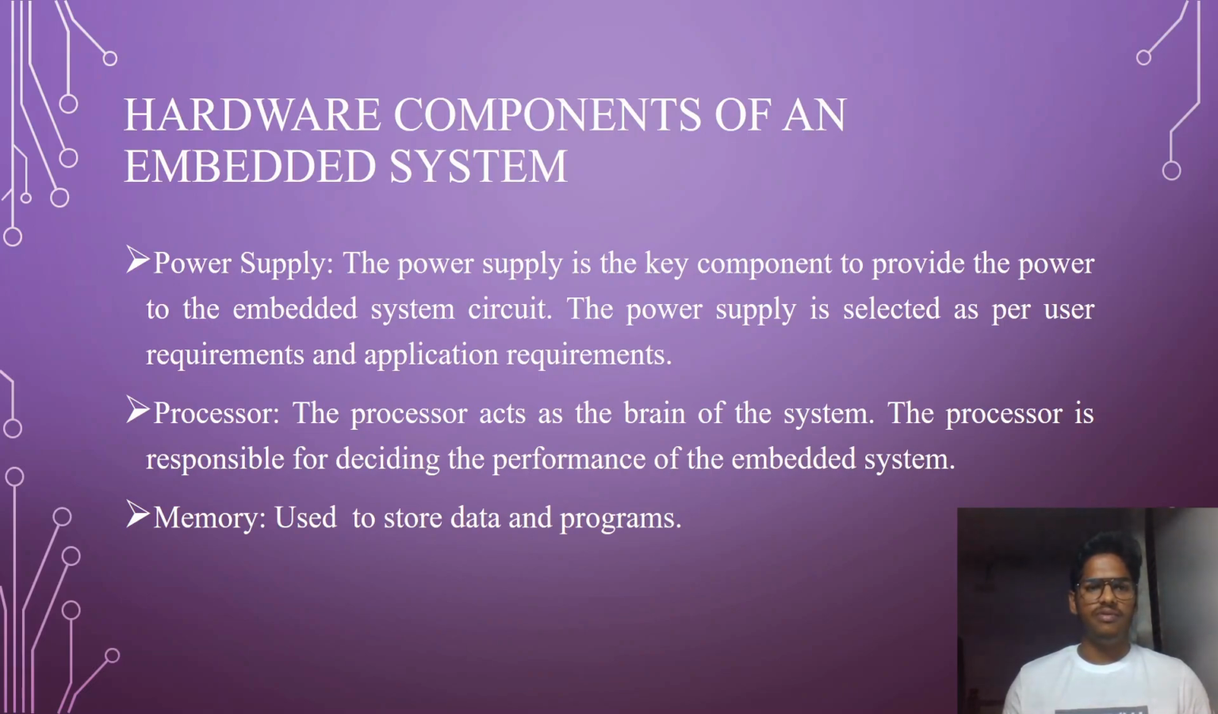Hardware components of an embedded system. Power supply. The power supply is a key component to provide the power to the embedded system circuit. The power supply is selected as per user requirements and application requirements. Processor. The processor acts as the brain of the system. The processor is responsible for deciding the performance of the embedded system.